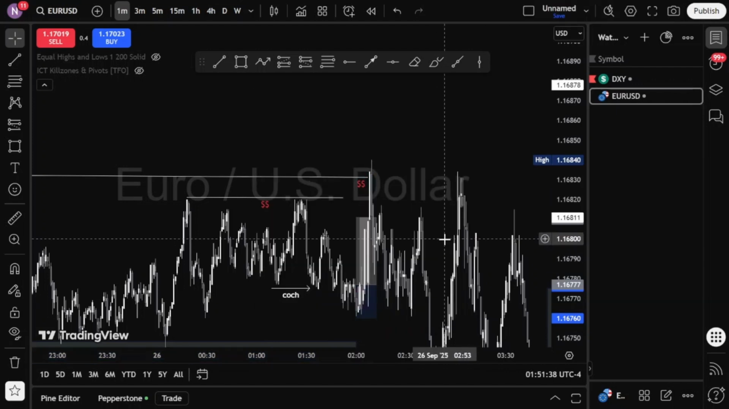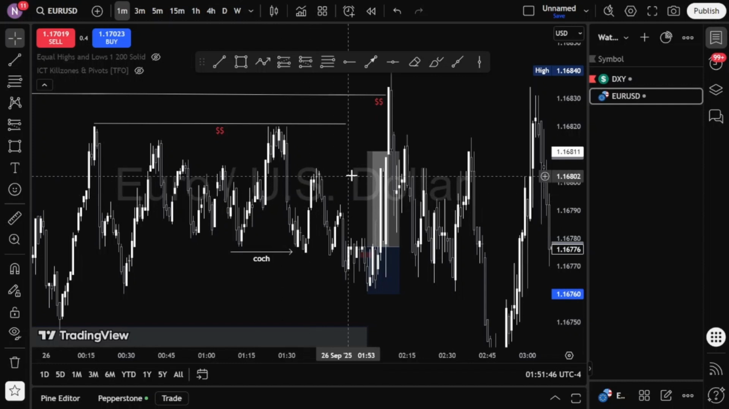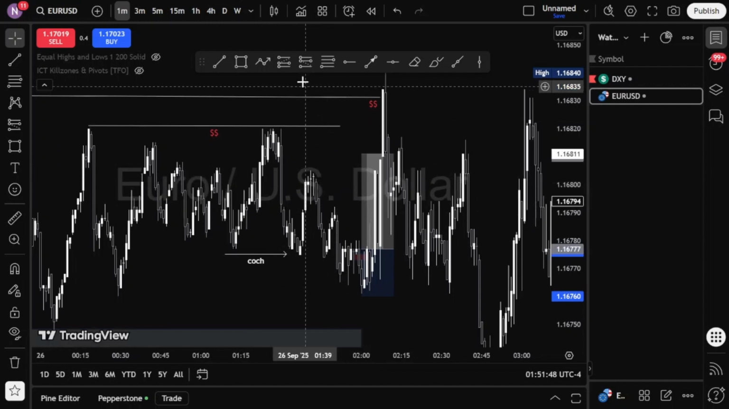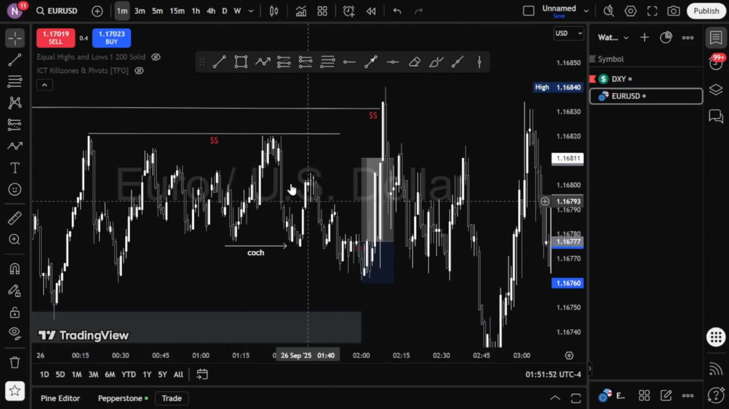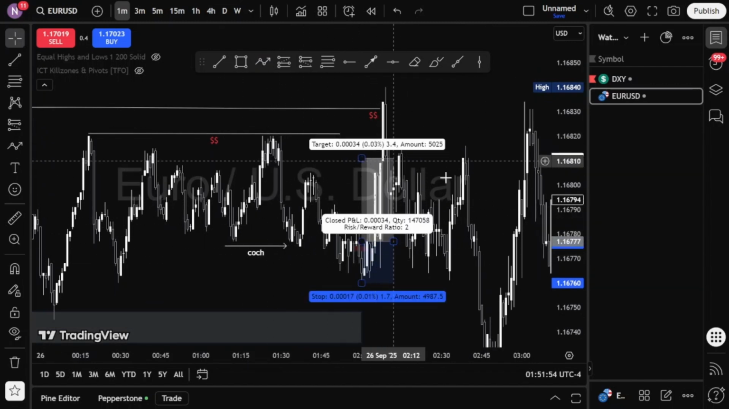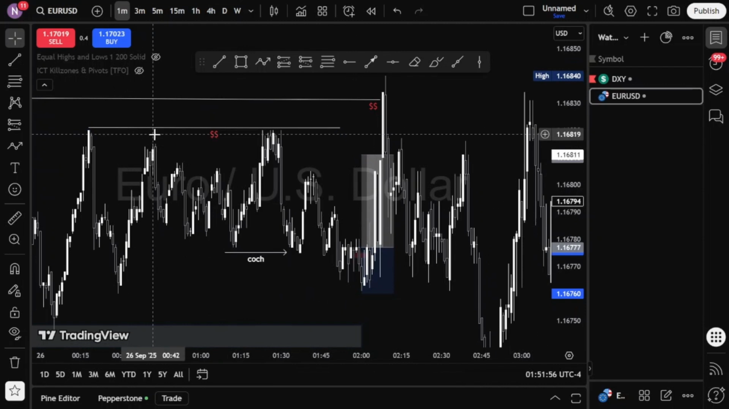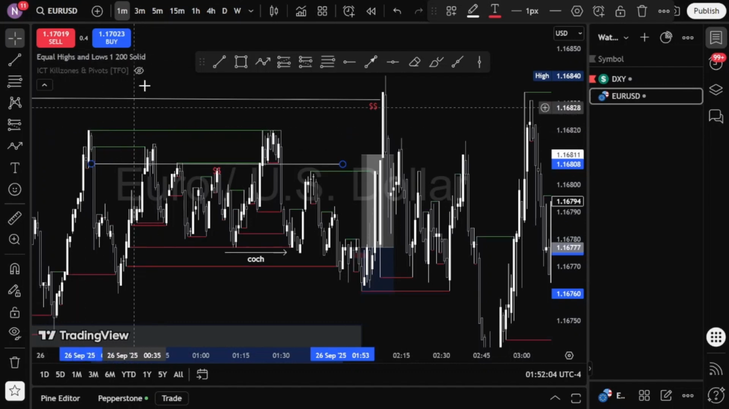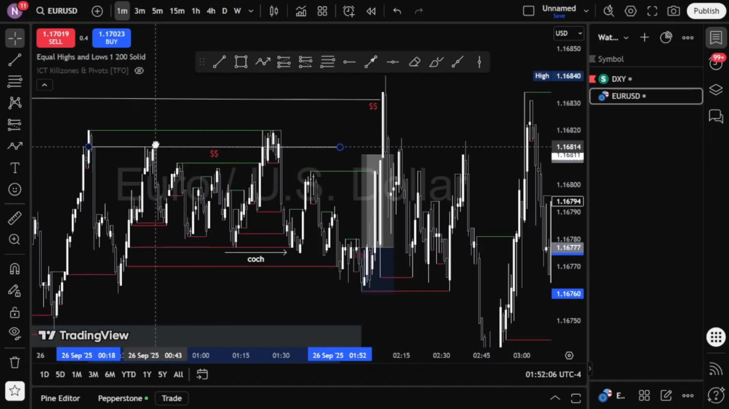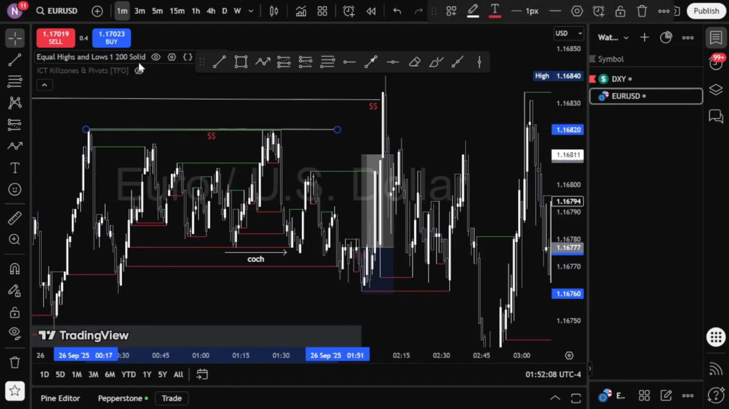Right side. I was waiting for a manipulation move. I want the market to attract some kind of sellers at this point just to hunt down their liquidity. What we can see over here is the market traded equal highs. You can also turn on this equal highs and lows indicator, so you can see these equal highs that the market was rushing over here to take the sell liquidity.